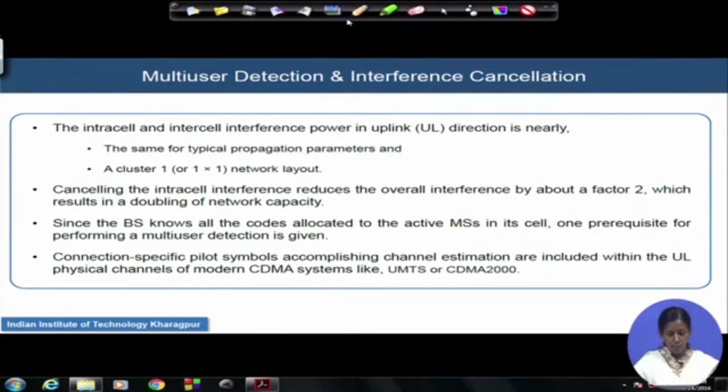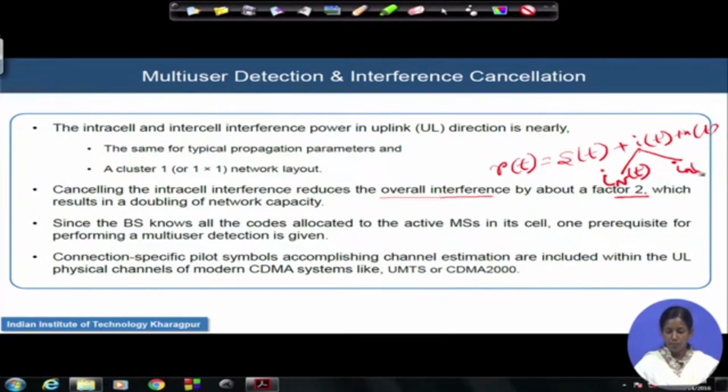Now, if I can cancel the intra-cell interference, then it will reduce the overall interference by about a factor of 2, because when we receive a signal r(t), we write it as the intended signal plus I(t) plus N(t). This I(t) basically has two branches: one is the intra-cell interference, which I will write as I_intra, and another is the inter-cell interference, I_inter. Both of them are there, and if you can reduce any one of them, definitely it will improve.